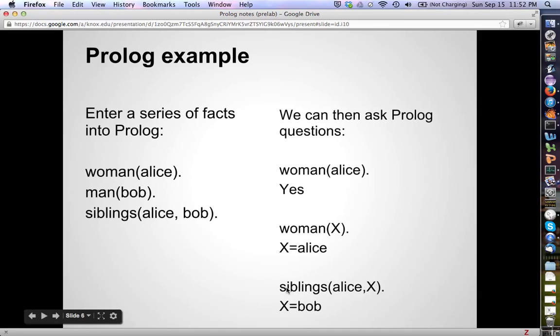If we say, well, what are all of Alice's siblings? So siblings(alice, X), it'll come back and say, well, X is bob.